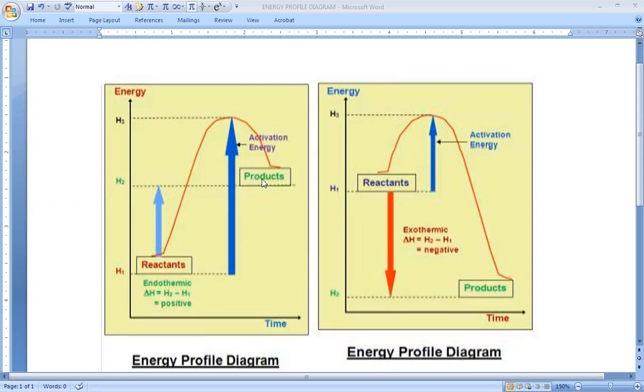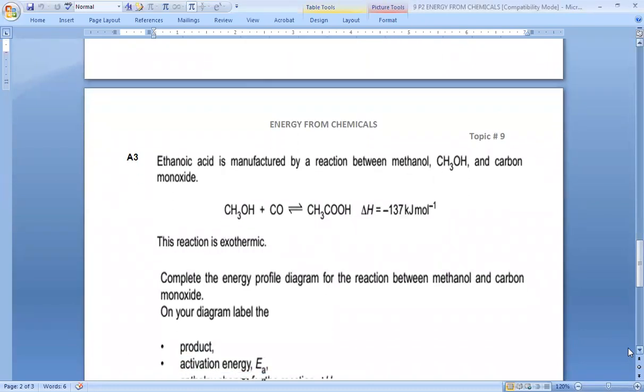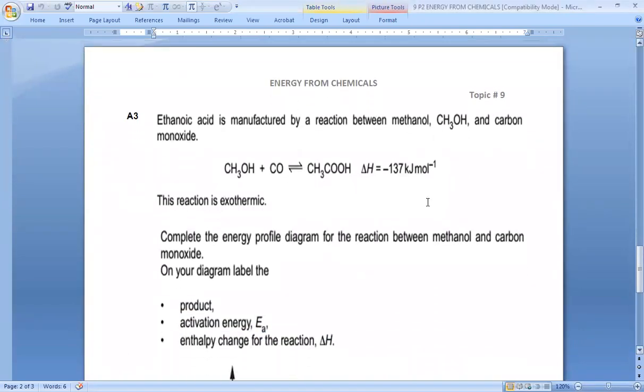Endothermic reaction: products are labeled here, reactant upward here. This is H1, this is H2, and this is H3. Now, we have to mark one more thing again. Now, we have to move to our next question, which is question A3, topic energy from chemicals.